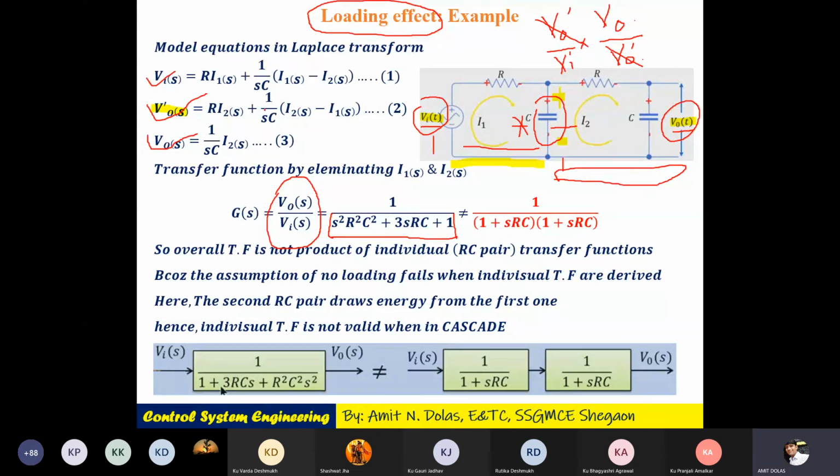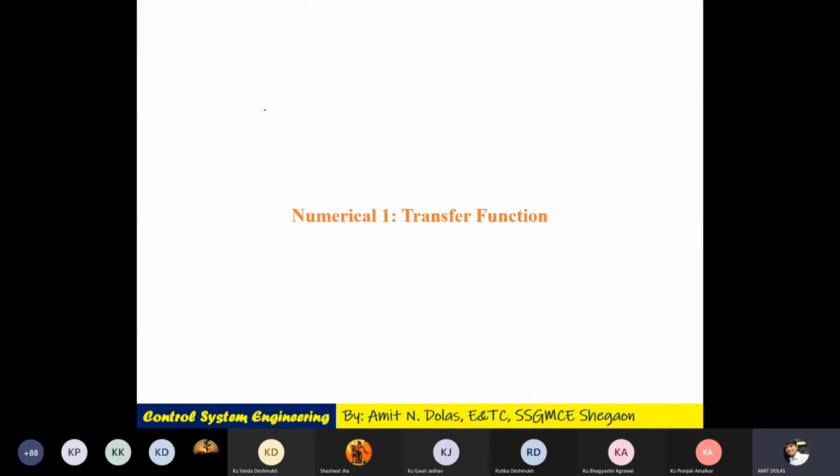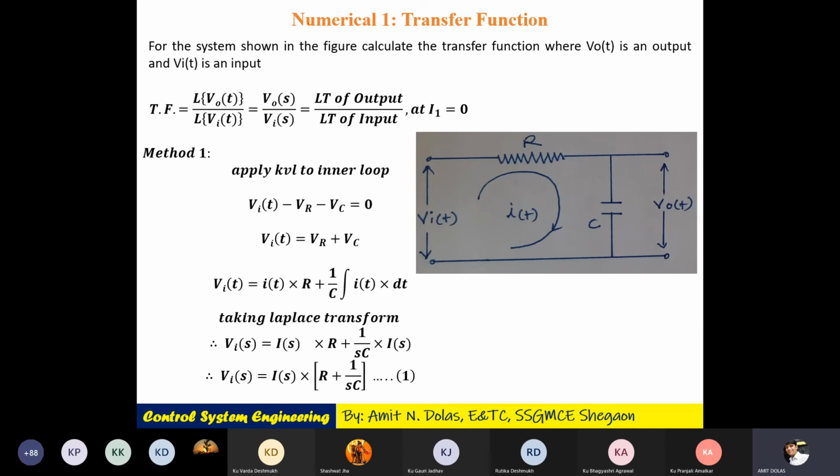So in continuation with this, we'll solve only one numerical within 2 minutes. Very simple numerical, and then we'll stop. All the numericals are based on ODE, ordinary differential equations, and transfer function. Total 17 numericals are there, out of which one will be conducted today, and later on we'll see the rest tomorrow.